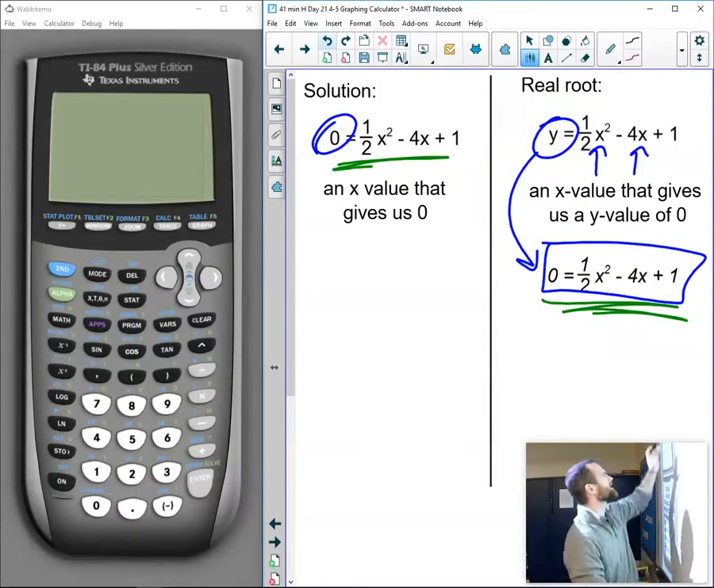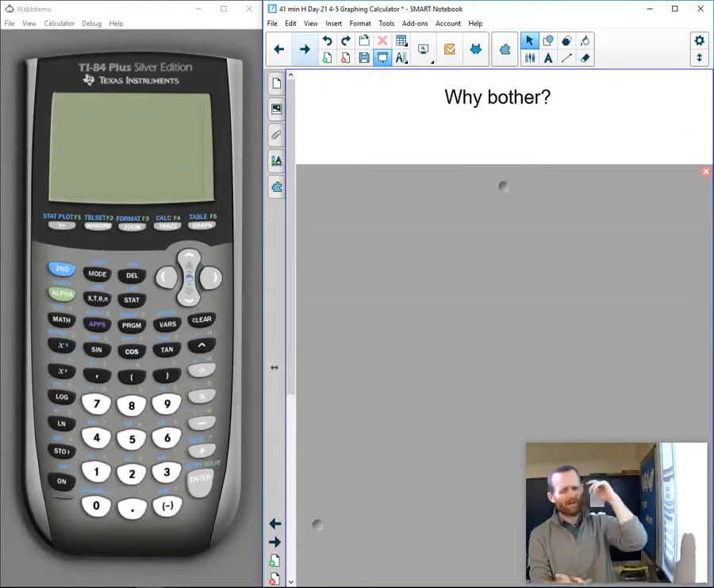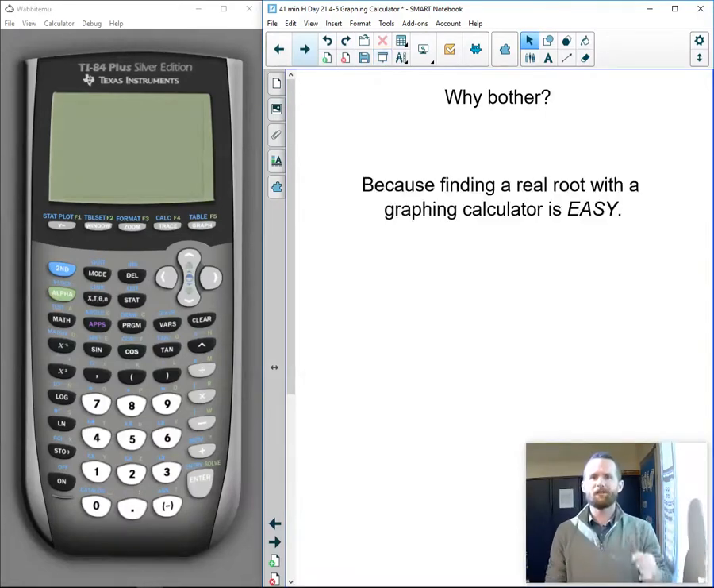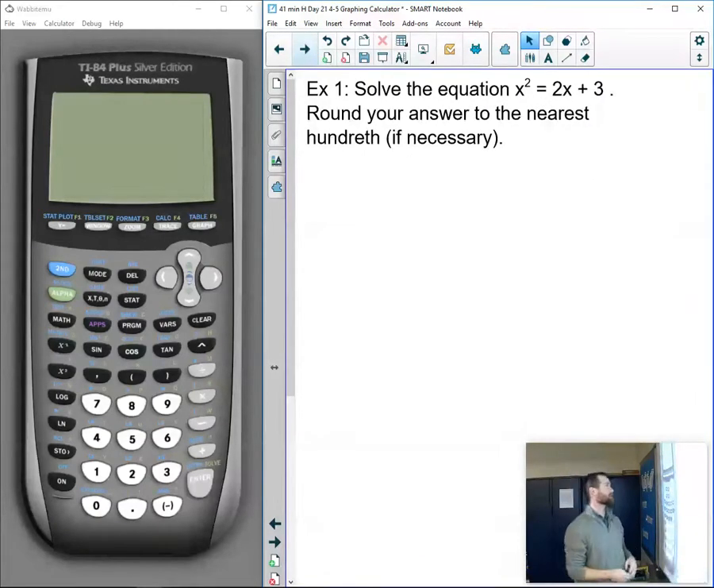So hopefully that makes sense, but I can understand some students saying, all right, I sort of get that, Mr. G, but why bother? I mean, we already know how to factor. We know how to use the quadratic formula. We covered completing the square, even though no one likes that method. So why are we bringing a function in here? Well, because finding a real root with a graphing calculator is easy once you know how to do it. Let's take a look at example 1 to show you how simple this is.